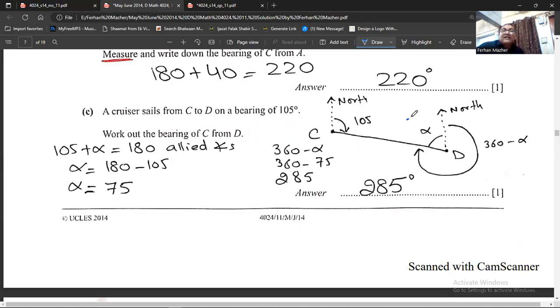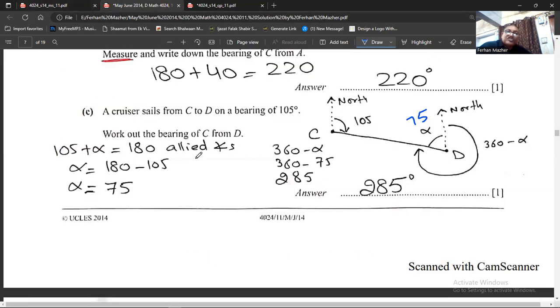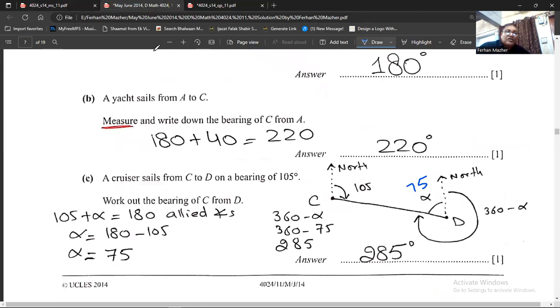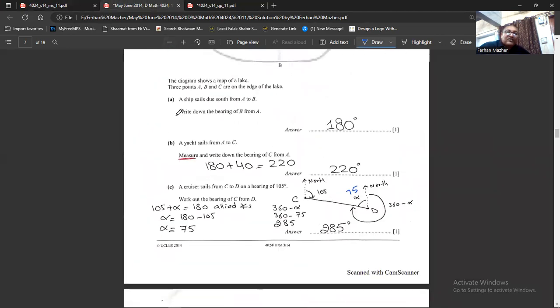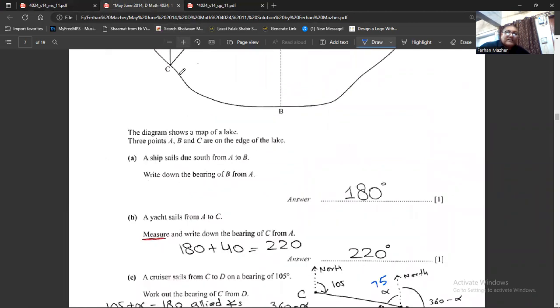So if this angle is 75, then how much will be this angle? That's the bearing of the C from the D. So that will be 360 minus alpha. So that will be 360 minus 75. That is 285. So 285 is the bearing of the C from D. This is the solution, and I hope you understand. So let me reduce the size so you can see this whole solution, the whole question together.